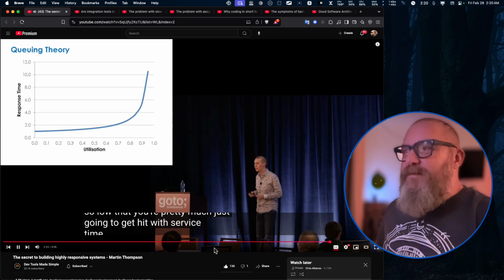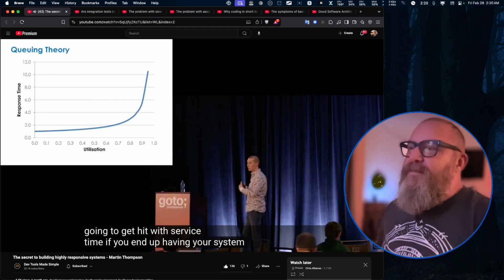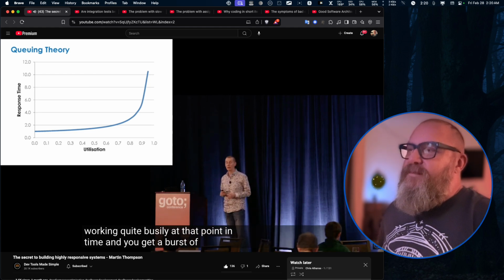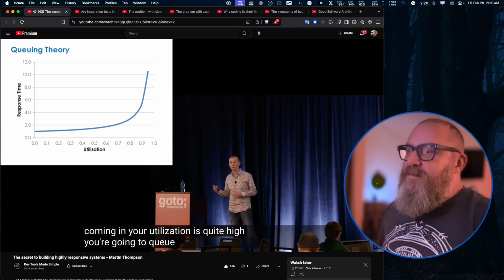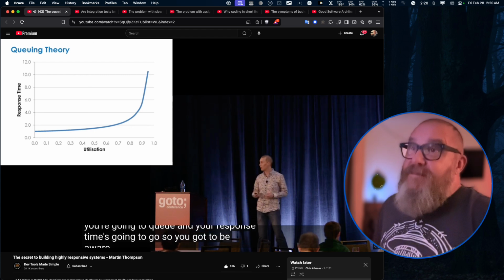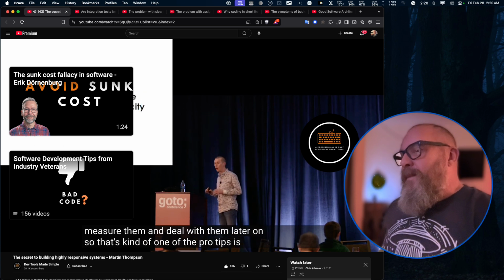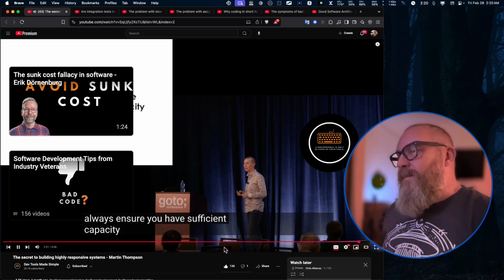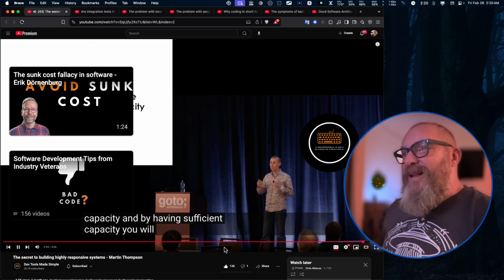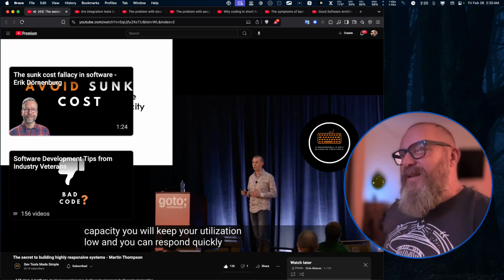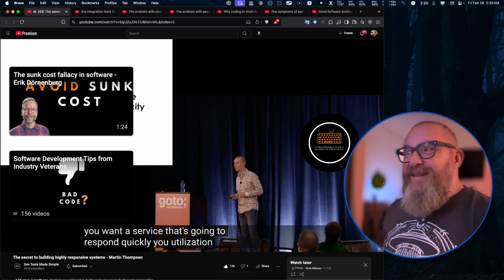Let's keep going. If your system is working quite busily at that point in time and you get a burst of traffic coming in, your utilization is quite high, you're going to queue and your response time is going to go up. So you've got to be aware of these, and we'll look at how we measure and deal with them later on. One of the pro tips is to always ensure you have sufficient capacity. By having sufficient capacity, you will keep your utilization low and you can respond quickly. If you want a service that responds quickly, utilization needs to be kept low.